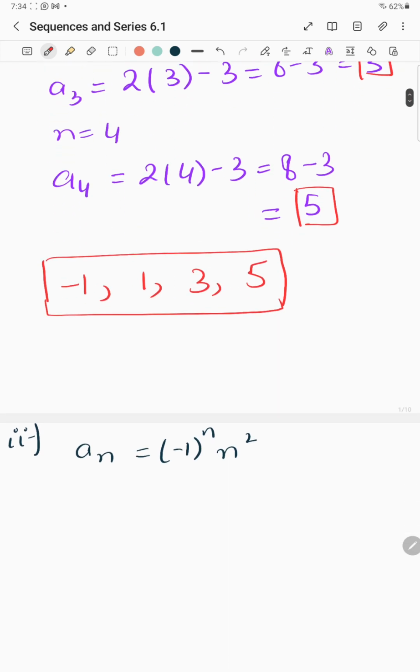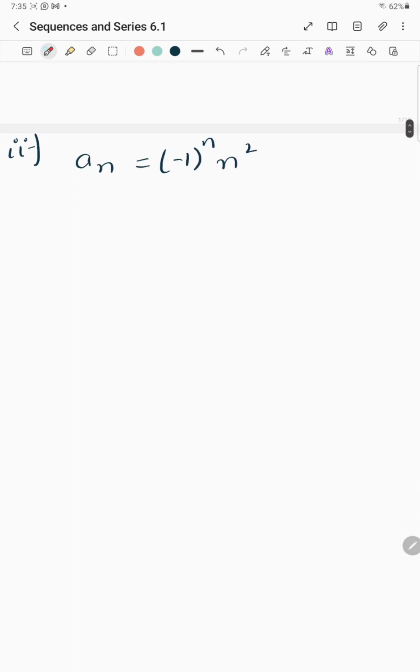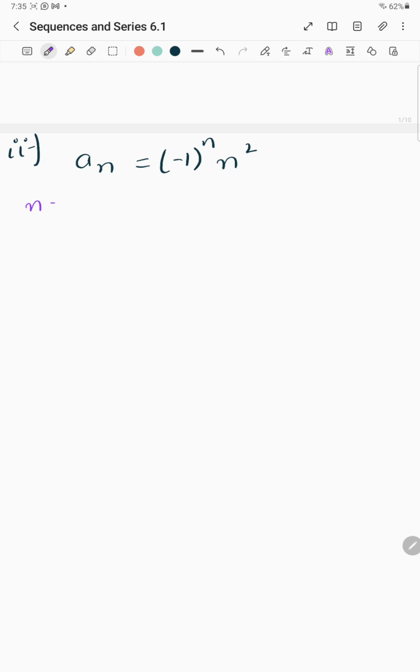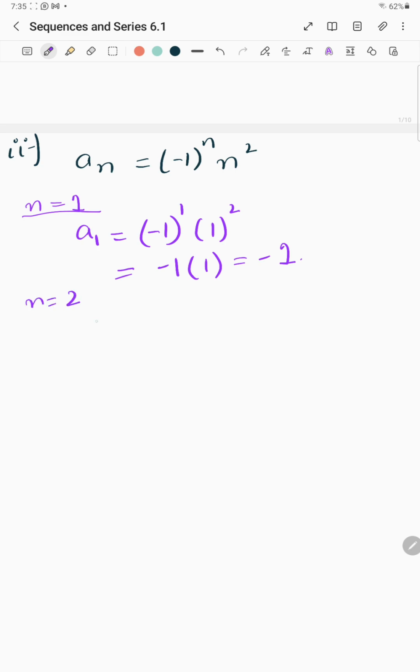Okay, coming to the next question. For each question, as I told you, we have to put n is equal to 1, 2, 3 and 4 one by one. So for n is equal to 1, a1 is equal to -1 to the power 1, 1 square. -1 to the power 1 is -1 and 1 square is 1. So it's going to be equal to -1. For n is equal to 2, it's a2. -1 to the power 2, 2 square. -1 square is always +1 and it's 4.